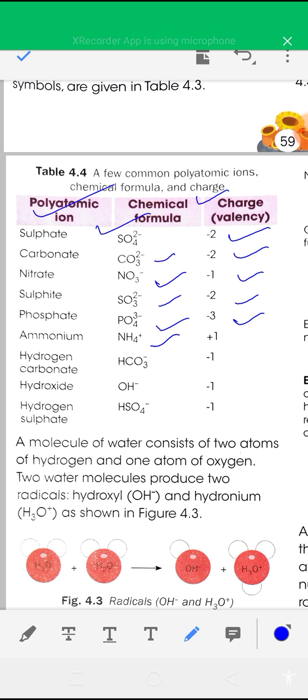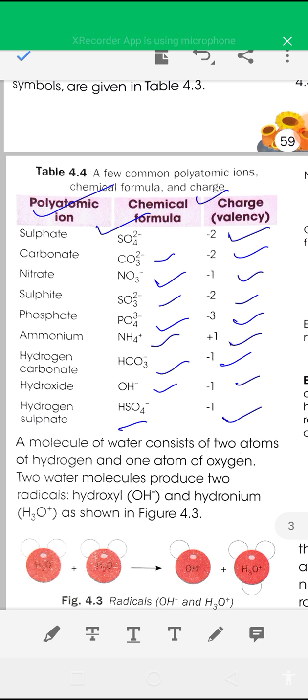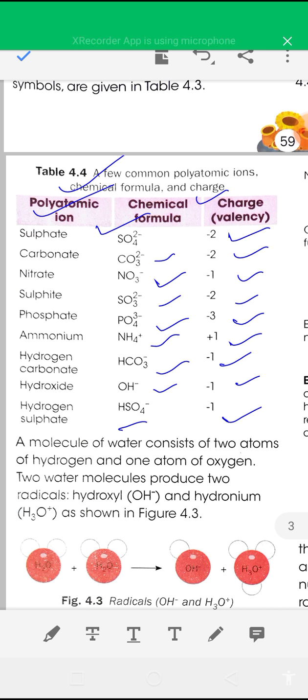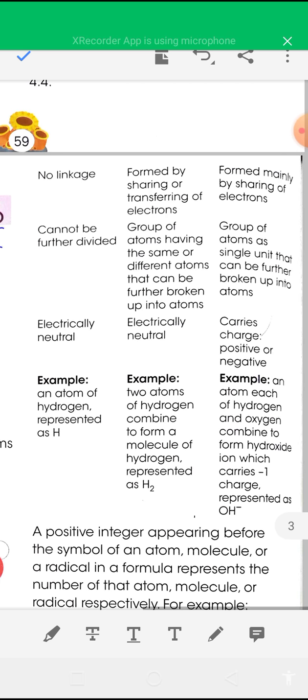Ammonium, NH4+, valency is +1. Hydrogen carbonate, HCO3-, its valency is -1. Similarly, hydroxide, OH-, its valency is -1. Hydrogen sulfate, HSO4-, valency is -1. So you have to read this table. The chemical formulas of different radicals and their valency you have to remember.